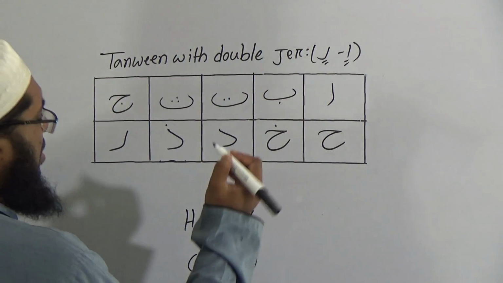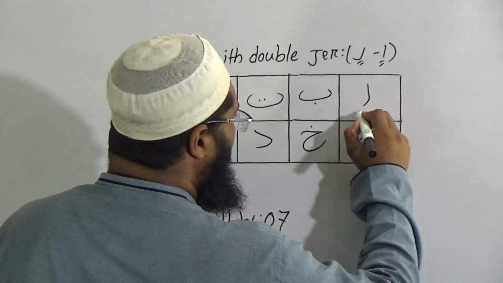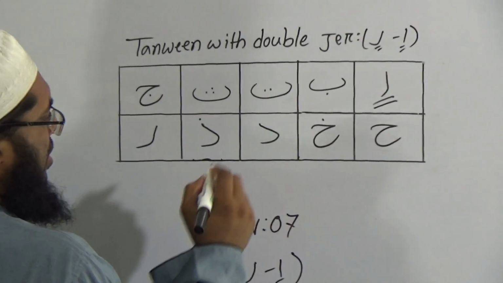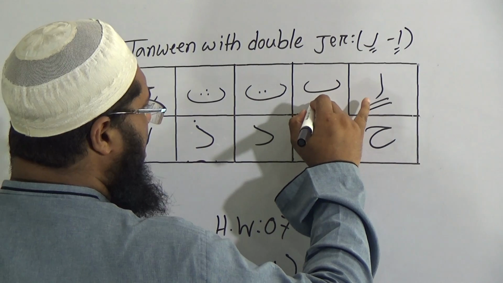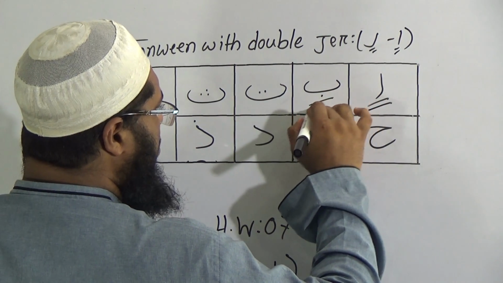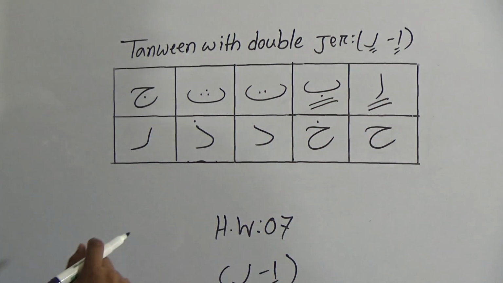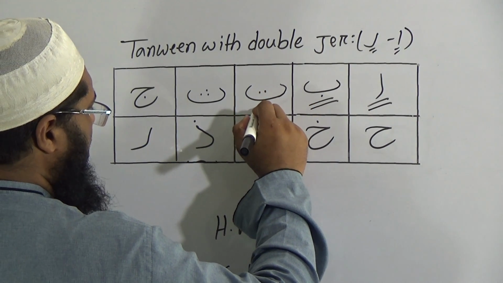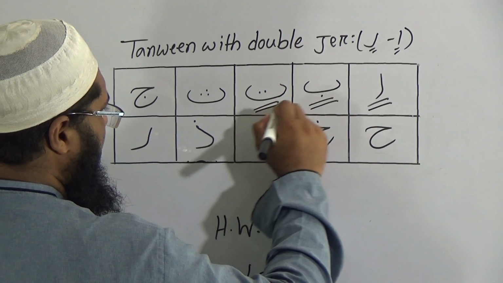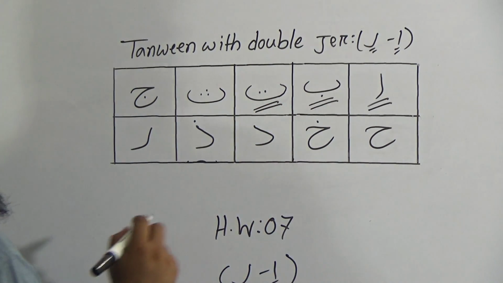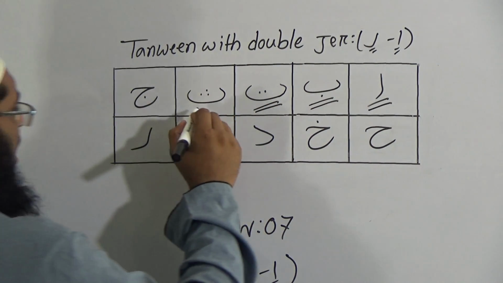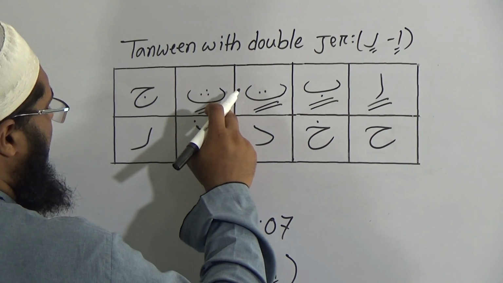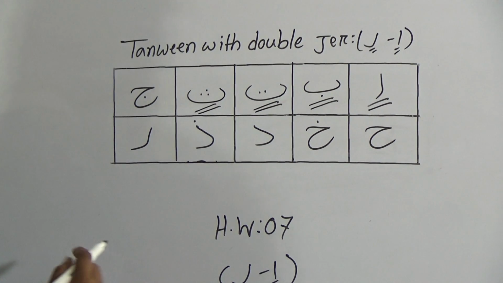Now I am giving the double Jer under the harf Alif: Dui Zer in. Now I am giving double Jer under the Ba: Dui Zer bin. Then this one is Ta. I am giving double Jer under the Ta: Dui Zer tin. Then you know that this one is Sa: Dui Zer thin. Sa Dui Zer thin.